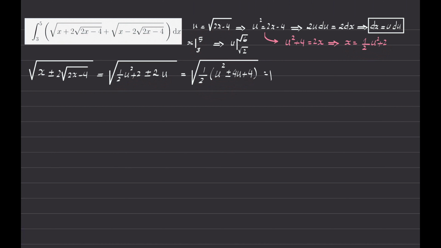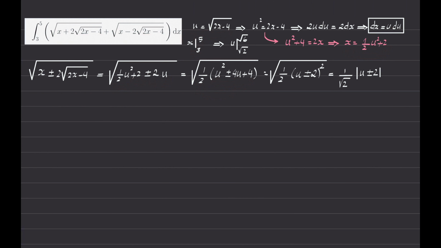But this is just a squaring rule, so I can write it as the square root of 1/2, and then I have u either plus or minus 2 to the power of 2, and now this becomes 1 over square root of 2, but the square root of u plus or minus 2 to the power 2 is not simply u plus or minus 2. Be careful, you have to put the absolute value of u plus or minus 2.